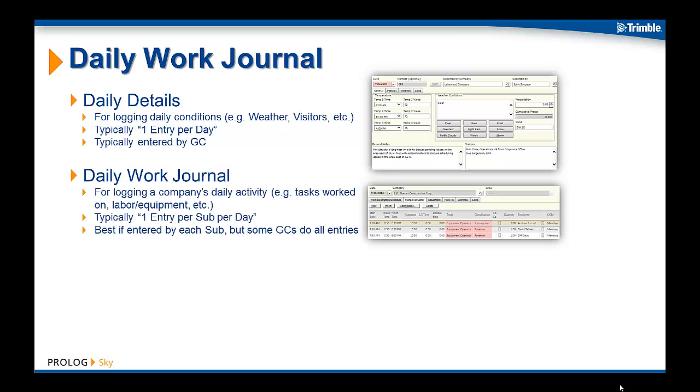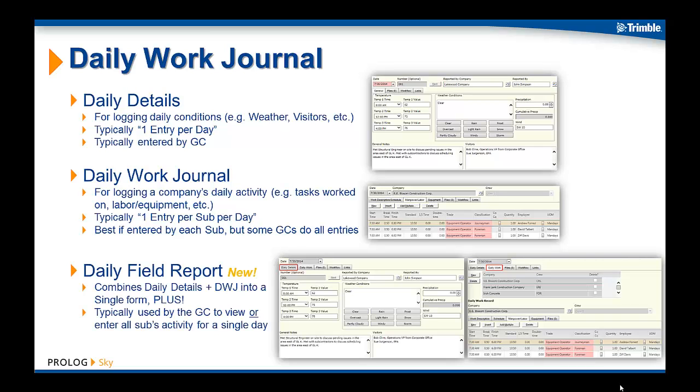The Daily Work Journal form is used to track the daily tasks associated with each specific contractor or trade, and also the corresponding labor and equipment used to work on these tasks. Now typically, a separate daily work journal will be created for each subcontractor for each working day. While these work journals can be created on behalf of each subcontractor by the general contractor, it's really a recommended best practice to instead have each subcontractor enter in their own daily work journal details.